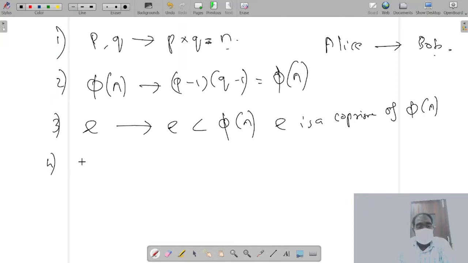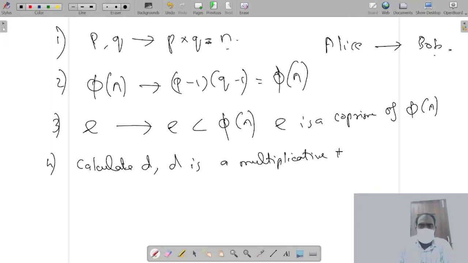Now what we do is we calculate D such that D is a multiplicative inverse of E mod phi of n. All right. D is a multiplicative inverse of E mod phi of n. Multiplicative inverse means once you multiply the two numbers, they should get you 1. All right.